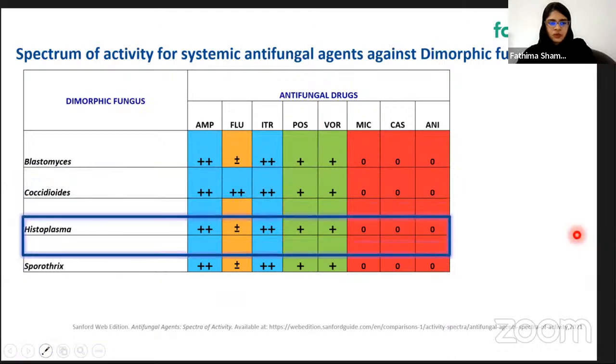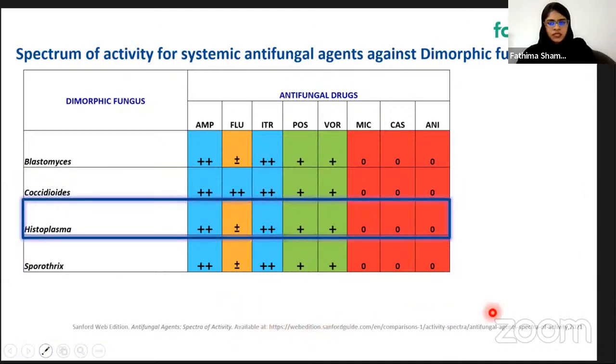Next, we have Histoplasma capsulatum. I'm sure most of you have heard of this. They cause histoplasmosis, which is a pulmonary infection, especially in HIV patients and immunocompromised patients. They are susceptible to amphotericin B and other triazoles, with variable susceptibility towards fluconazole.